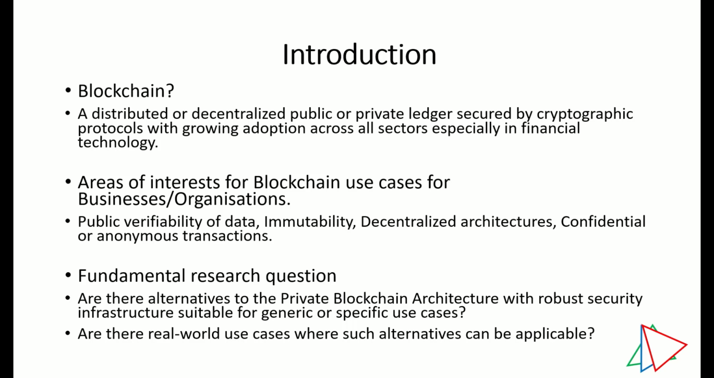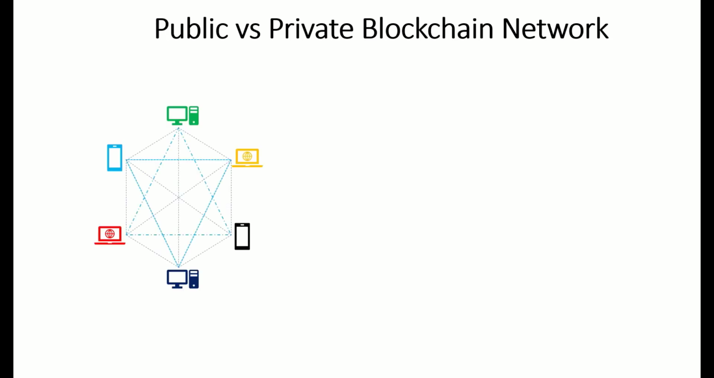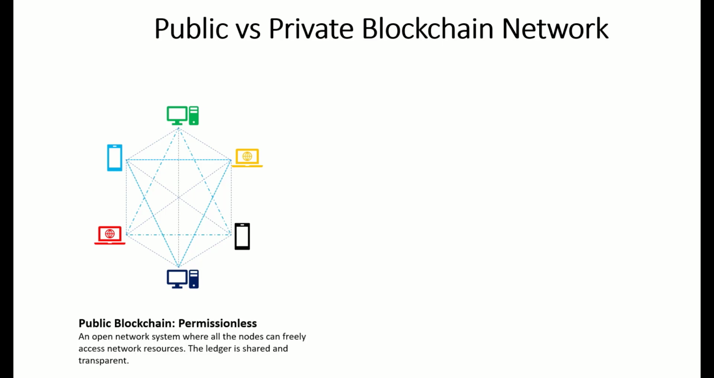Very quickly, we'll go to the next slide, which will give you a diagrammatic representation of what a public and a private blockchain would look like. A public blockchain is typically like what we can see in the diagram, where all types of devices can connect to that network from anywhere in the world, and there's no restriction whatsoever. So in simple terms, an open network where all nodes can freely access the network resources, and the ledger, which is actually the blockchain, is shared and transparent. Everyone sees what goes on in the network.